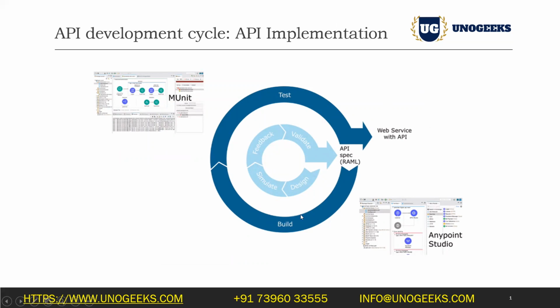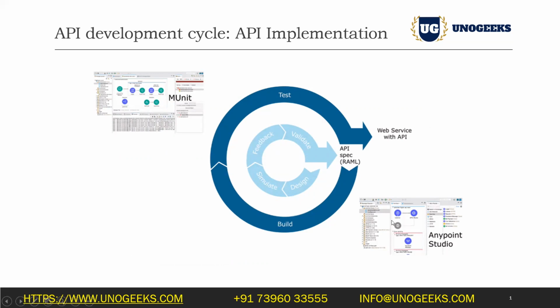So if you go here, we already have an API spec, RAML, which we created in the previous slides. After that, we have only two purposes. One is build and the other is test. So build means the actual build. In this build, you will be connecting to the actual database, and everything will be happening in real time. This is where you build your applications.